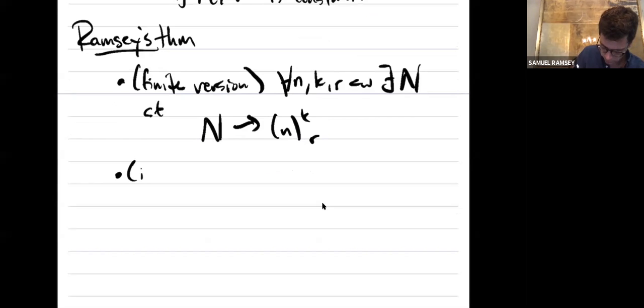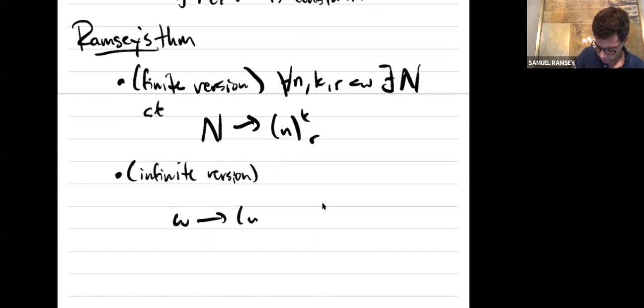So the infinite version is just that omega arrows omega k r. So whenever you color the k element subsets of the natural numbers with finitely many colors, you can find an infinite set which is homogeneous for that coloring.